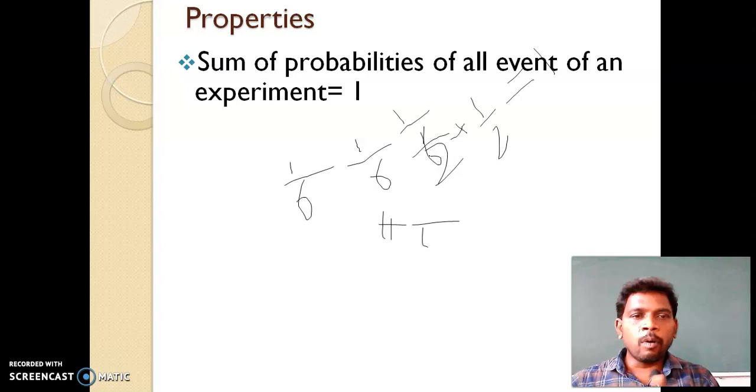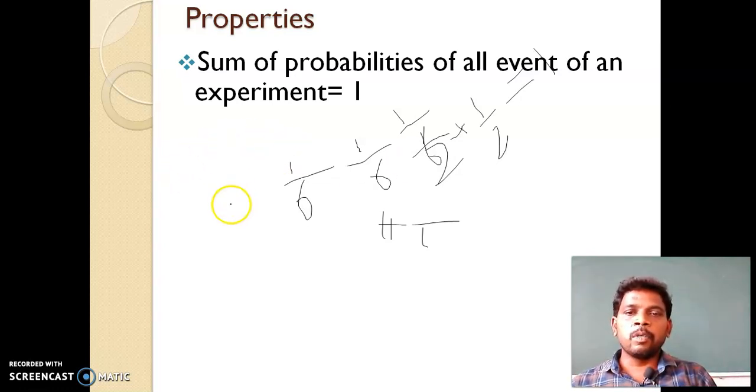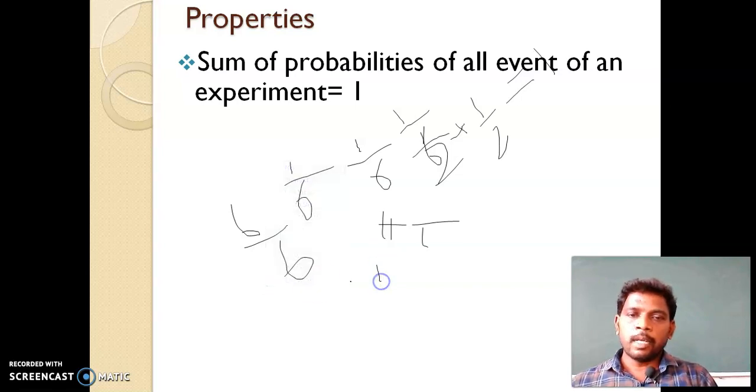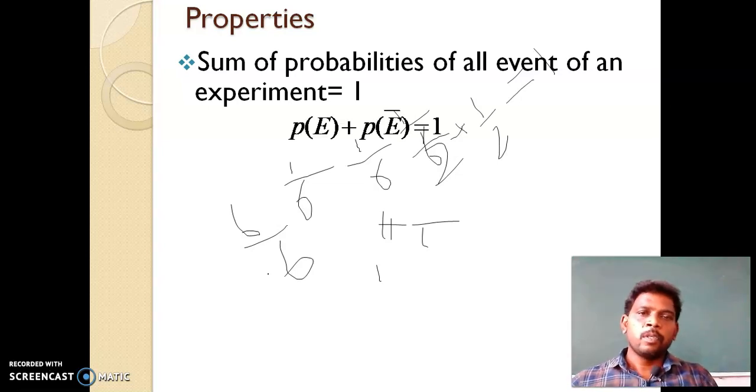Now, if you add all the probabilities, the result will be equal to 6 divided by 6. And 6 divided by 6 is nothing but 1, right? So the answer is 1 here. So if we add all the probabilities of all the events of an experiment, that will be equal to 1. That is a very important property in probability.